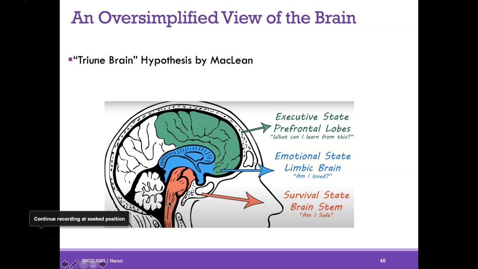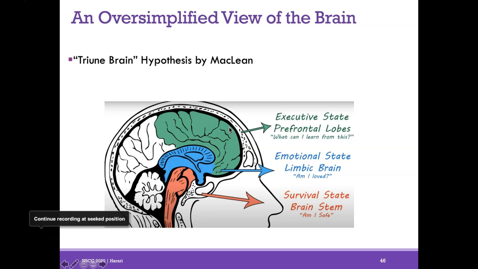So the brain stem, right, it's like the survival state. It's like, am I safe? Right? Do you have shelter? Do you have enough food? Right? Can you survive? Then you have the emotional state, which is part of the limbic brain, the limbic system. And this is saying, am I loved and cared for? Am I protected? Am I safe? In a different way. Right? This is saying, am I safe physically? This is saying, am I emotionally safe?